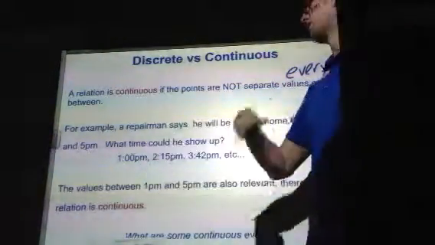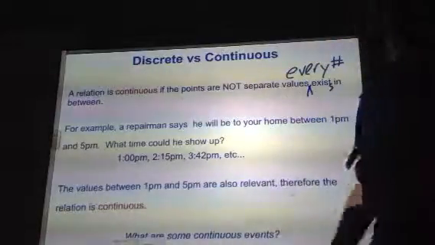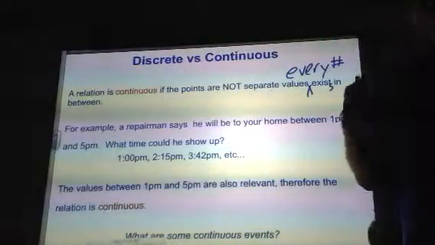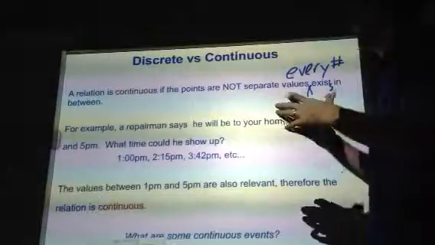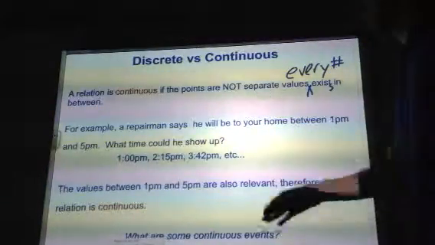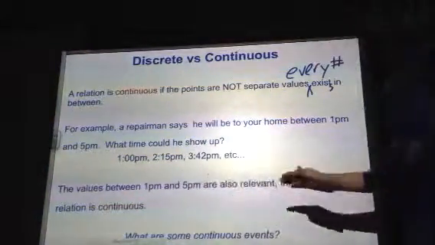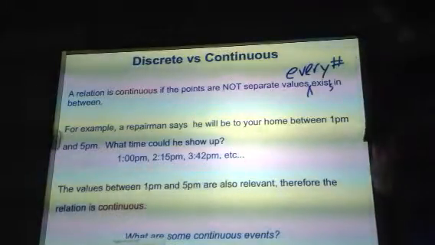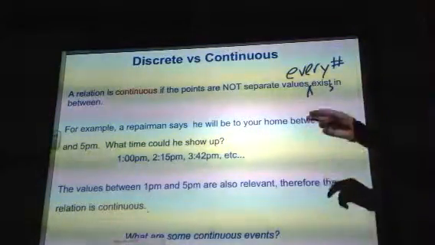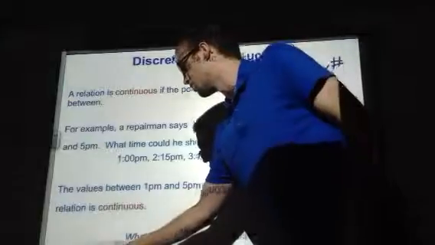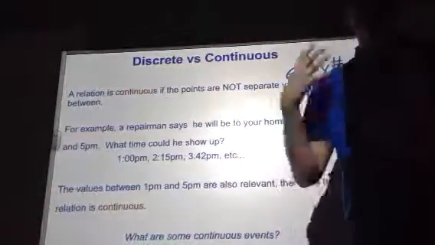So he can come at 1, he can come at 2:15, he can come at 3:42, he can come at 2:45 and 12 seconds. He can come at any time in that span. Any amount of time is when he could show up. That's called continuous, because we're looking at a continuous set of numbers.